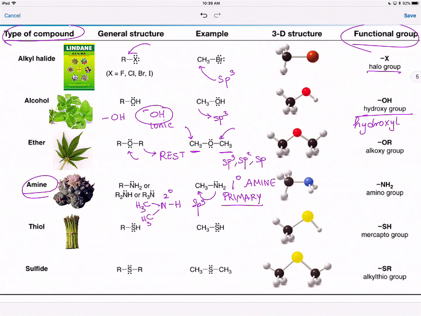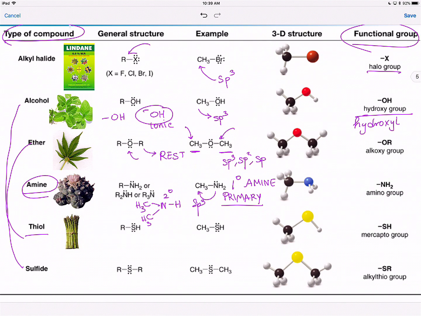Okay. The thiol is very similar to the alcohol. Take a look at the thiol and compare it to the alcohol. All you're doing is replacing the oxygen with the sulfur. So the thiol is a sulfur analog of the alcohol. The sulfide is very similar to the ether. It's a sulfur analog of the ether. You're replacing the oxygen with the sulfur. Okay? So those are the next series of functional groups.